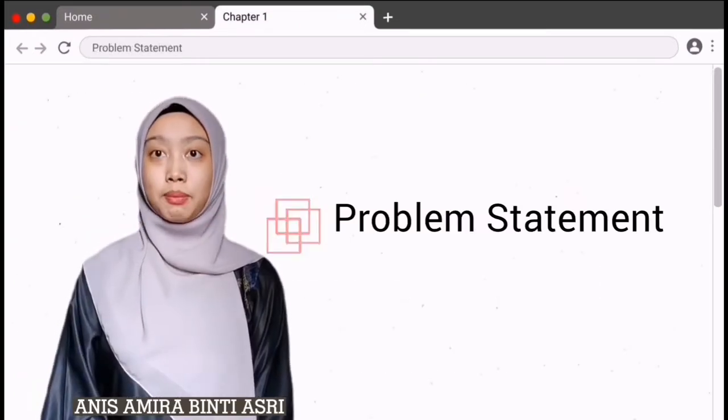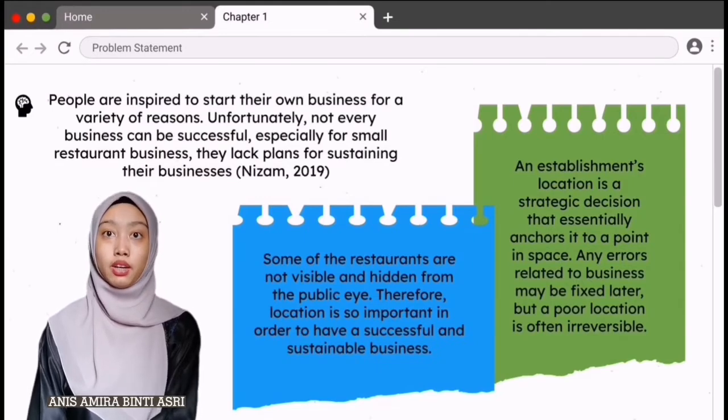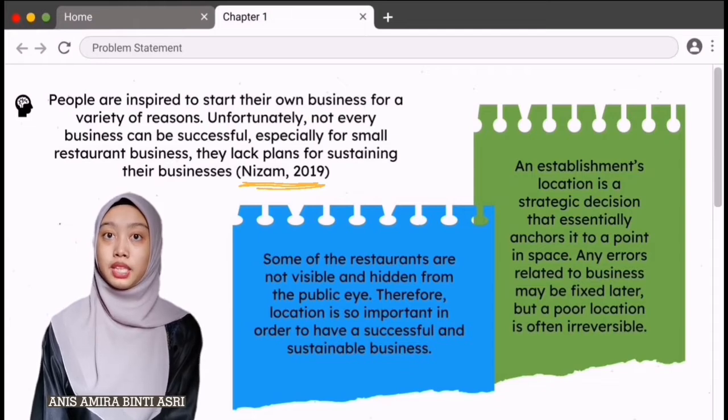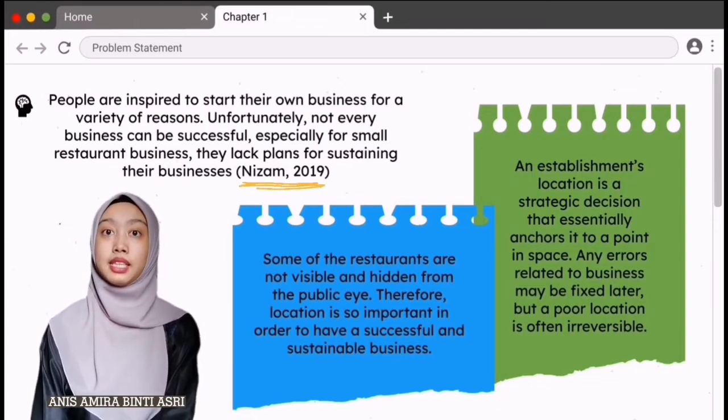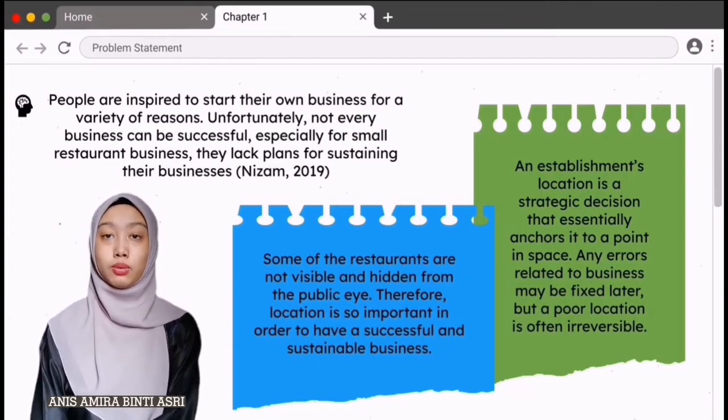Next, we will discuss the problem statement. People are inspired to start their own business for a variety of reasons. Unfortunately, not every business can be successful, especially the small restaurant business. They lack plans for sustaining their businesses, as stated by Nizam in 2017. Therefore, there are a lot of challenges that every small restaurant business needs to overcome, especially those who are new in starting their own business.